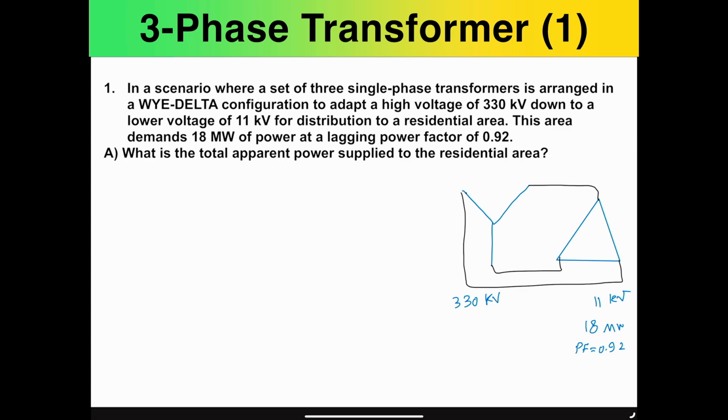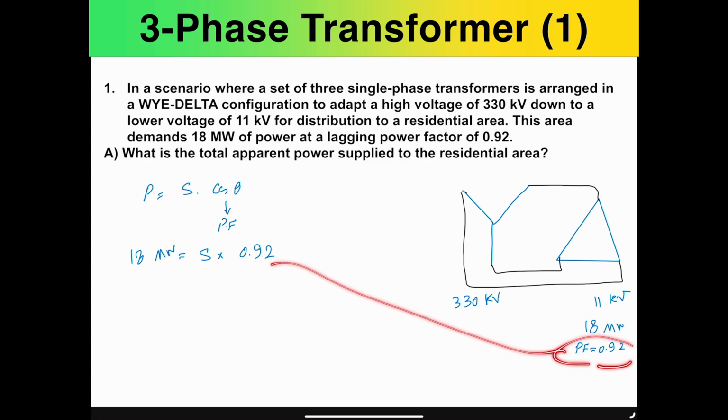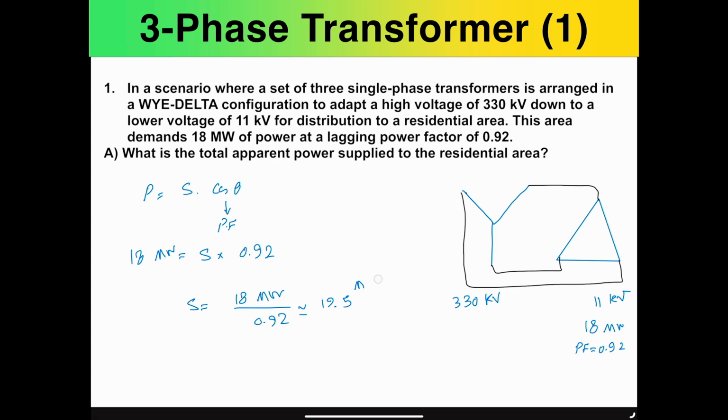Now, in terms of the total apparent power supplied to the residential area, we need to consider that when we're talking about the power, it is essentially S times cos theta, which in this case, cos theta is the power factor. So whatever is given to us as 18 megawatts is essentially S times the power factor, which is 0.92, as the question itself suggests. Now, S as the apparent power can be easily calculated as follows: 18 megawatts divided by 0.92, which is roughly 19.5 megavolt amperes indeed.